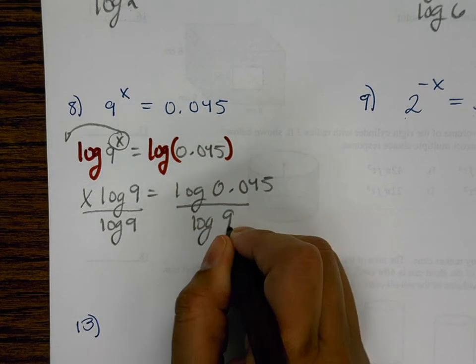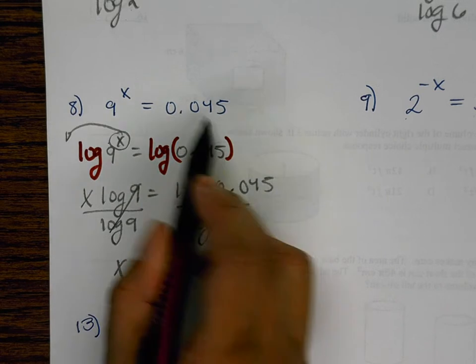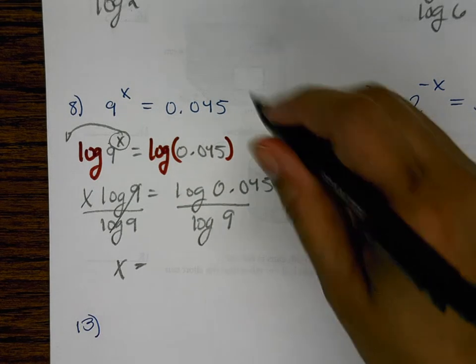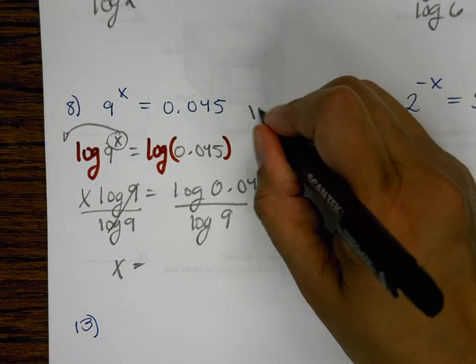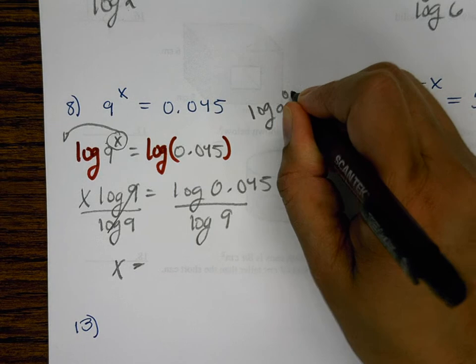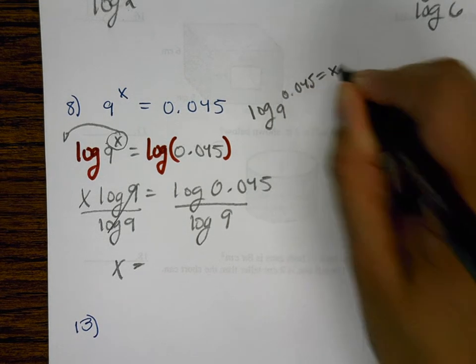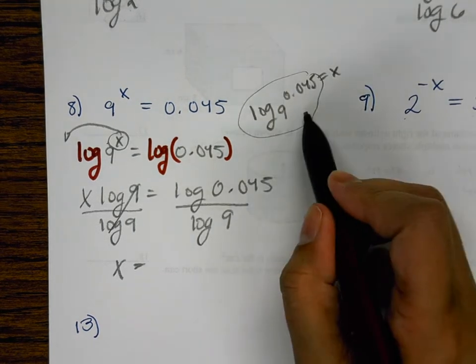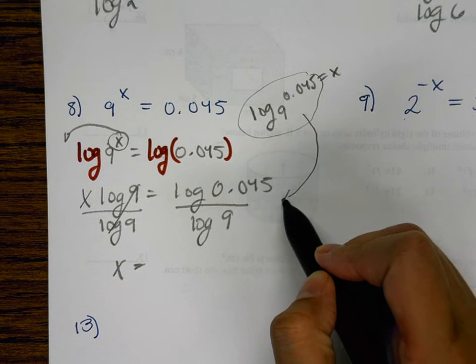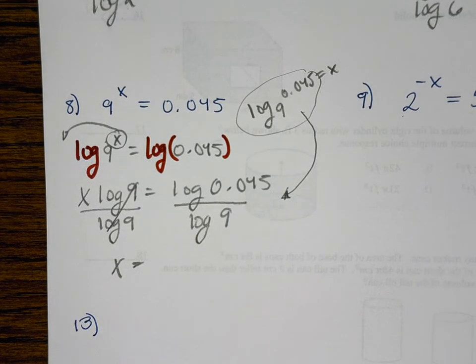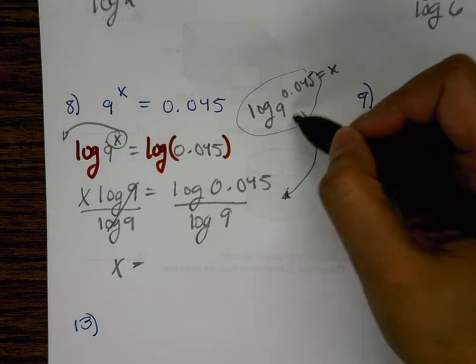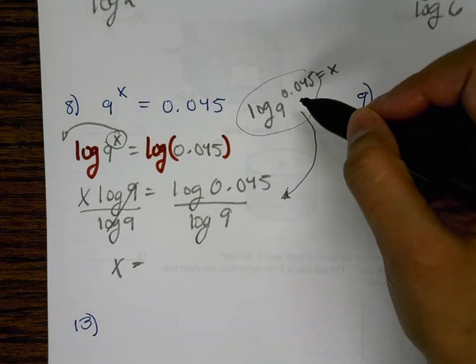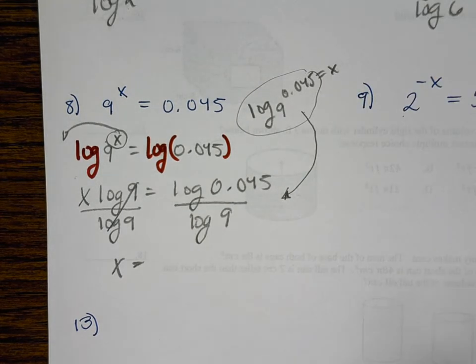Now, if you wanted to, like I said earlier, you could have changed this to logarithmic form. I'll show you really quick what that looks like. It would be log base 9 of 0.045 equals x. Change of base theorem, you end up with this right there. So it's up to you which way. If you change it to log form, you have to remember what goes where. If you ever forget, just take log of both sides, bring your exponent down, and divide.